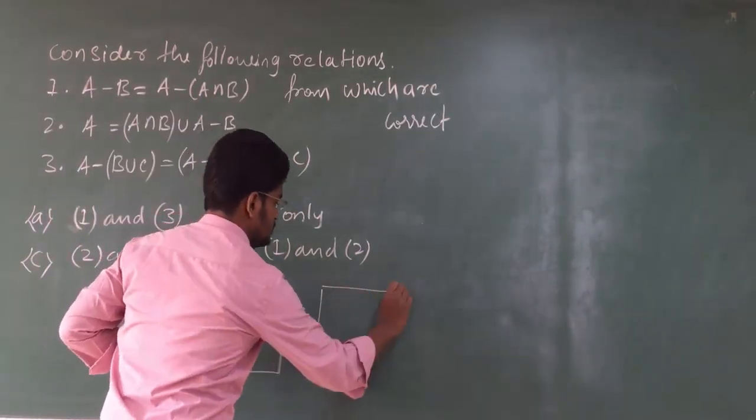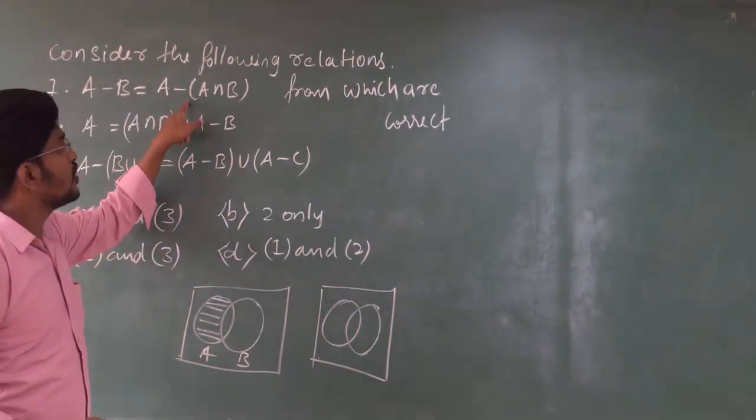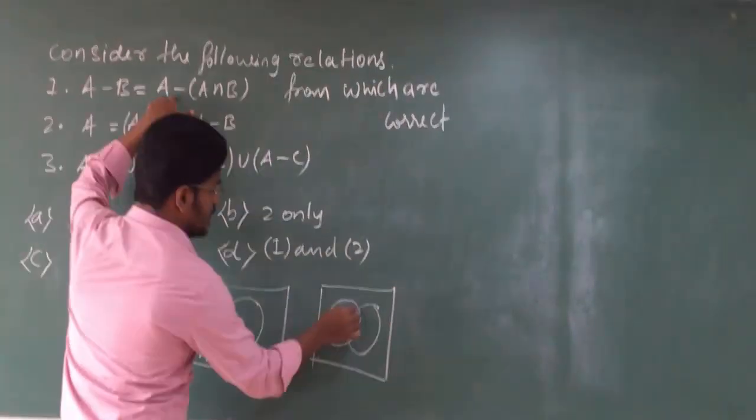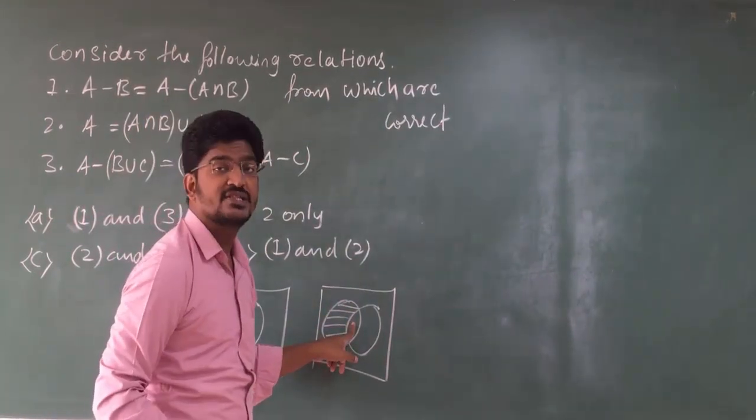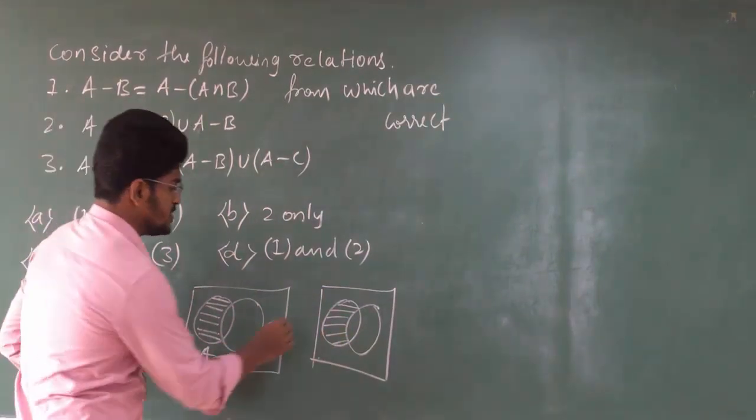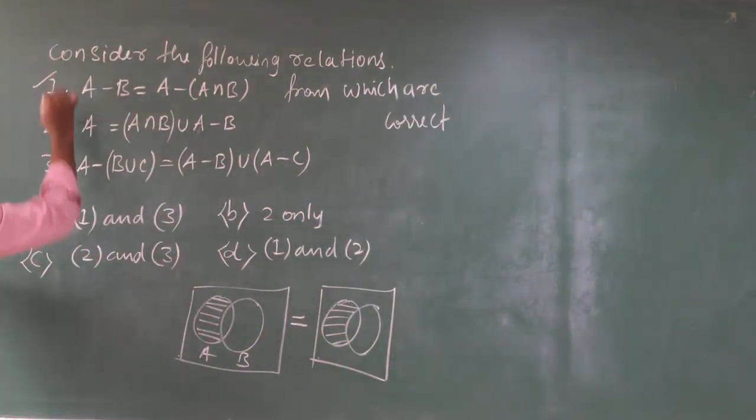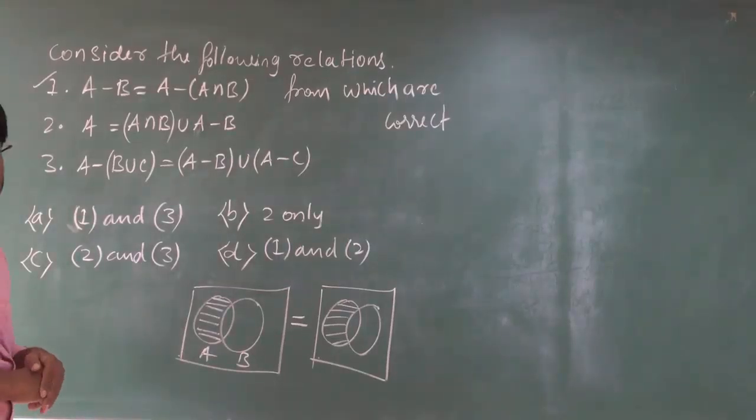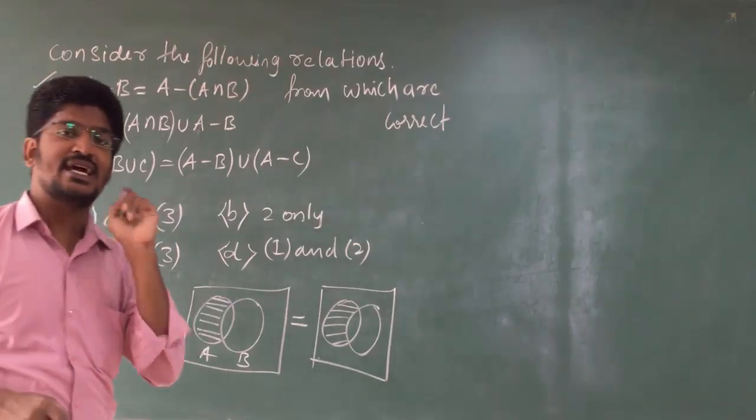Okay. Again, I will draw this. Elements in A but not in A intersection B. See, both the diagrams are the same. That means both are equal. So the first one is a true statement. First one is a true statement. That means the first option is correct.